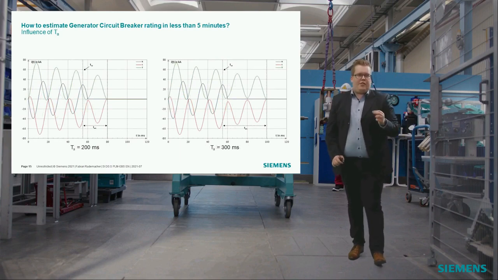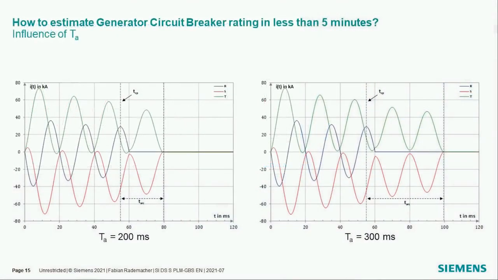Then, of course, the very well-known armature time constant. The armature time constant is mainly responsible for the arcing time. So if we also consider two different examples, we have an armature time constant of 200 milliseconds on the one hand and 300 milliseconds on the other hand. This could lead to a significant difference in the arcing times themselves. So this is actually pretty important, and that's why I want to highlight the importance of getting this real, detailed generator data that we can use for our internal calculation to provide you the best fitting solution for your application.